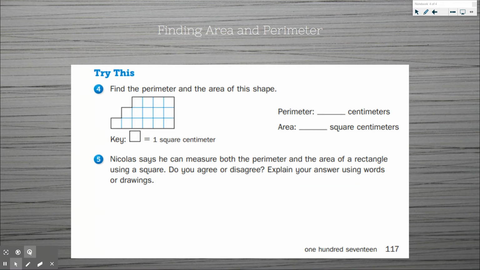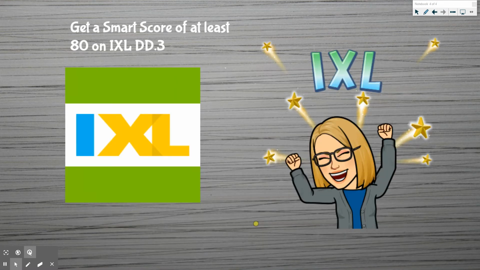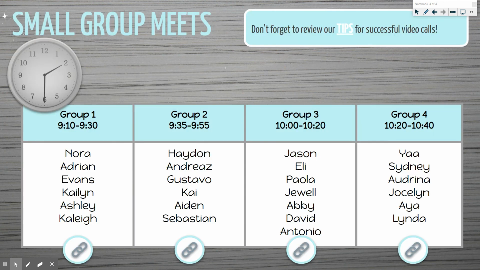All right, so remember, your goals for today are to complete the practice page where you are finding the perimeter. You are going to do your math boxes, and then you're going to do IXL DD3. And I will see you in your math groups.